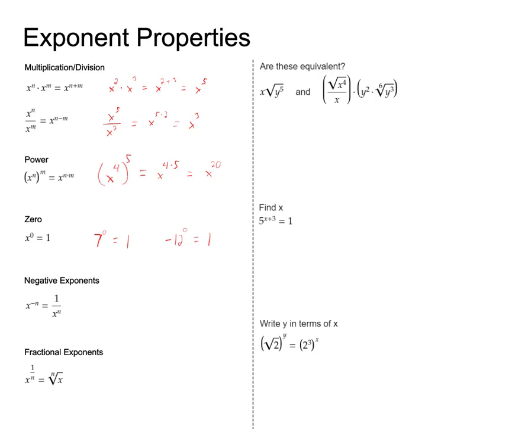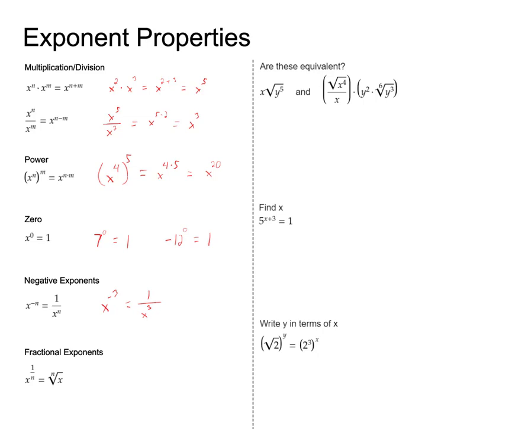Next, we have the negative exponents rule, which states that x to the negative n power is the same as 1 over x to the n power. For example, if we had x to the negative 3rd power, this is equivalent to 1 over x to the 3rd.